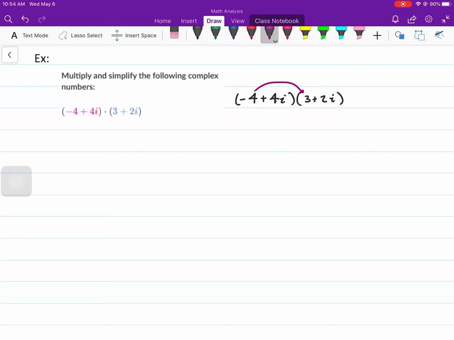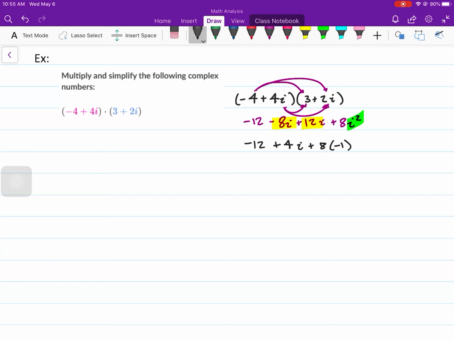So -4 times 3 is -12. -4 times 2i is -8i. 4i times 3 is 12i, and then 4i times 2i is going to be positive 8i squared. So let's go ahead and combine our like terms. -8i plus 12i, so we'll have -12 plus 4i, and then plus 8, and don't forget the i squared will become -1.